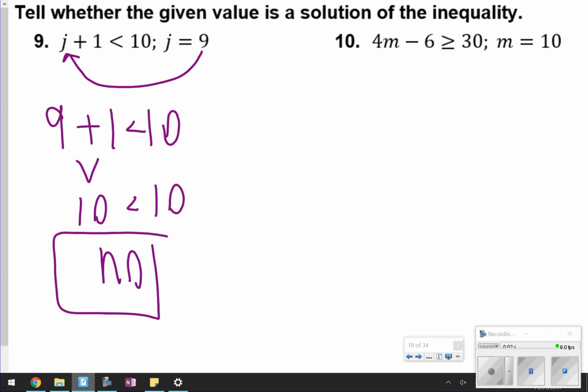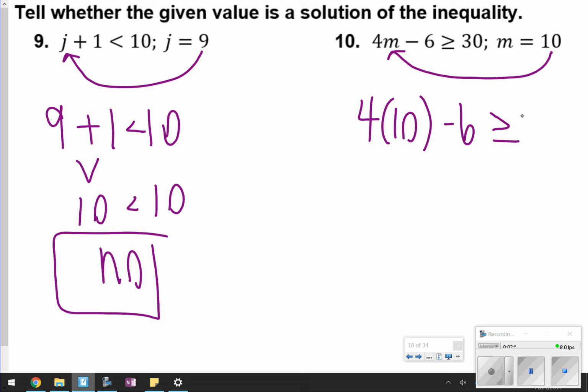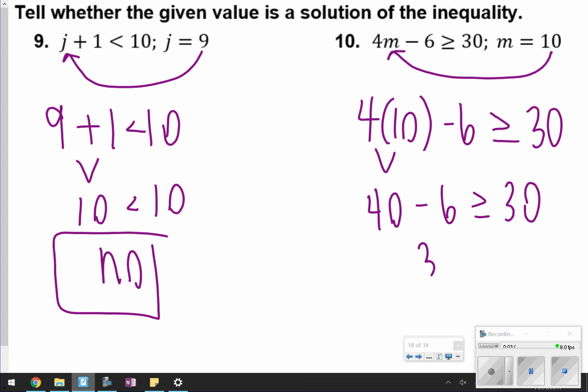For number 10, we're going to plug in the number 10 where we see m. So we're going to do 4 times 10 minus 6 is greater than or equal to 30. I know 4 times 10 is 40. And then 40 minus 6 is 34. So 34 is greater than or equal to 30. So this answer would be yes for number 10.